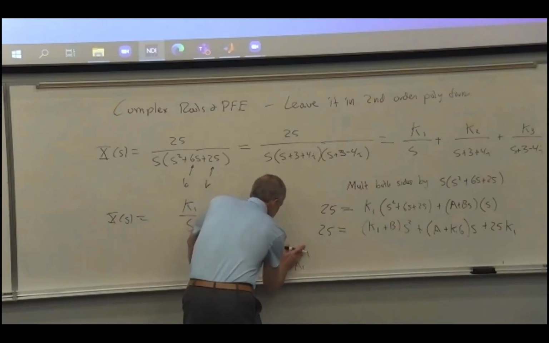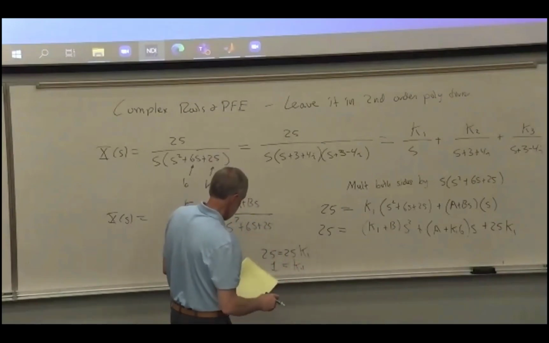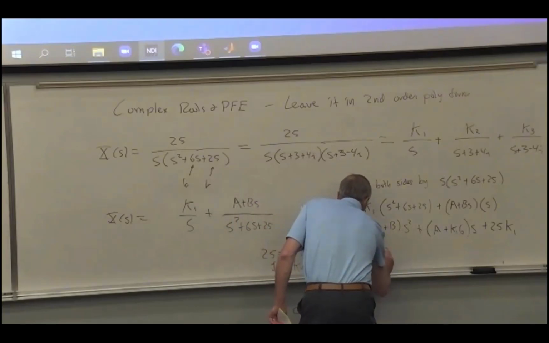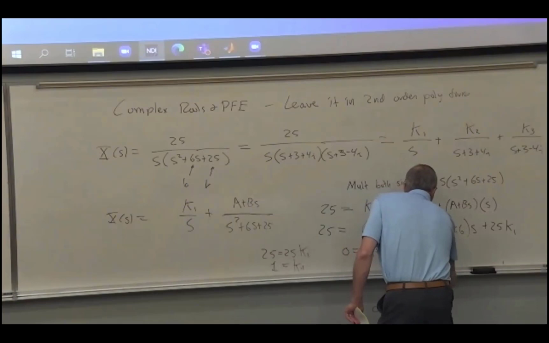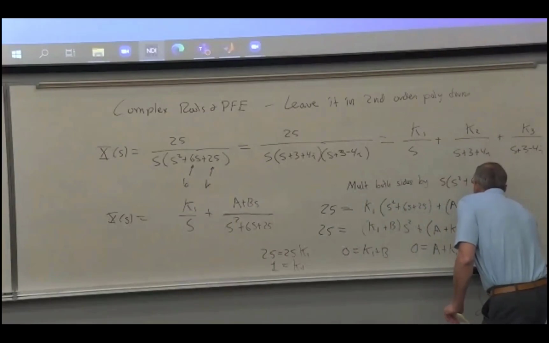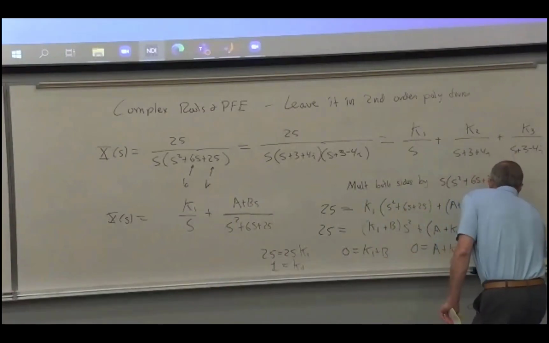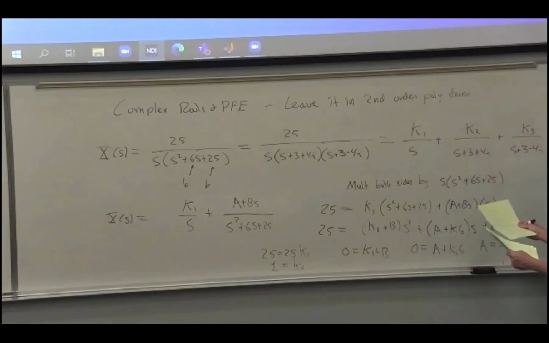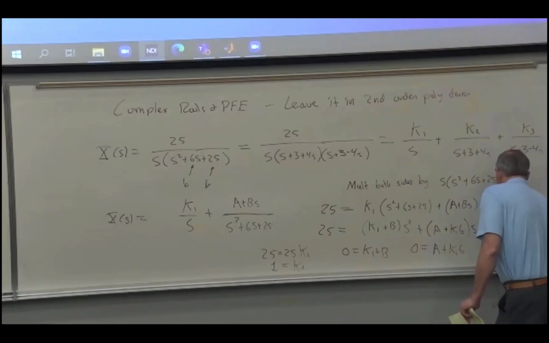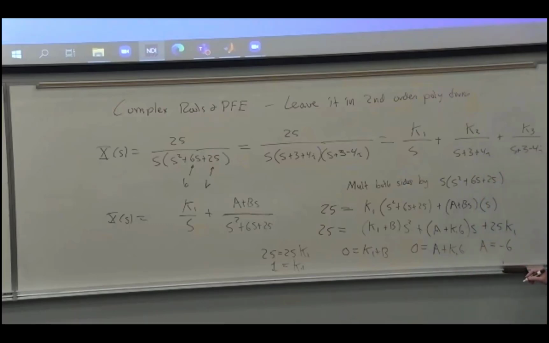K1, yes. And then we get 0 is equal to A plus K1 times 6. And we already know K1, so that means A is going to be equal to minus 1/6. Did I do my algebra right? No, I divided. Shouldn't have done that. K1 is 1. Yep, okay.